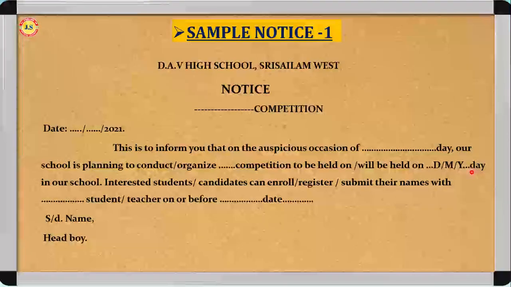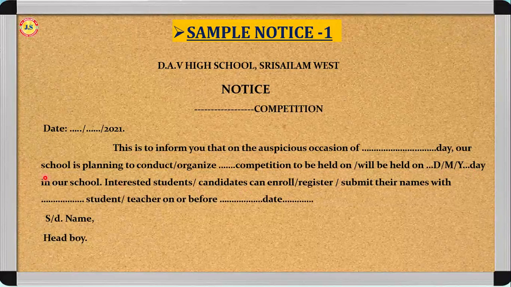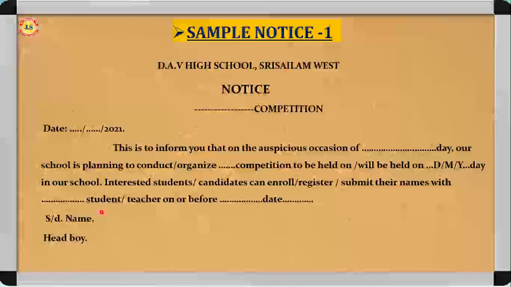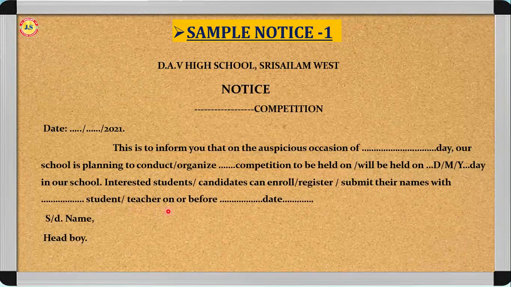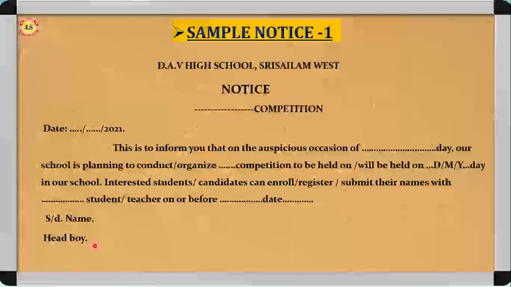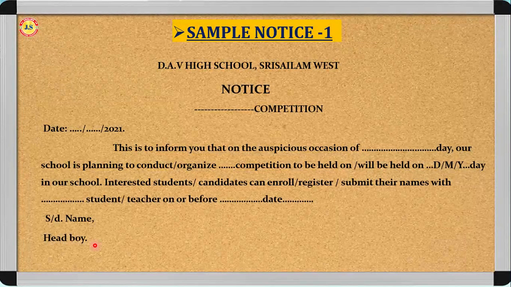year should be mentioned, and you can mention the time also, in our school. Interested students or candidates can enroll or register, submit their names with so and so student or so and so teacher on or before the particular date which you want to give. Then after that, here signature, name, and here head boy or head girl. This is a sample notice.